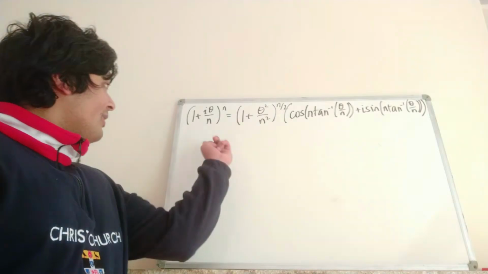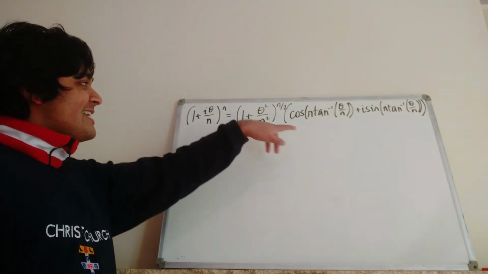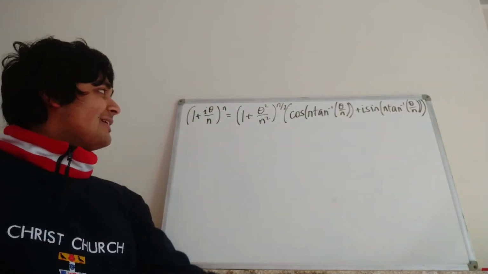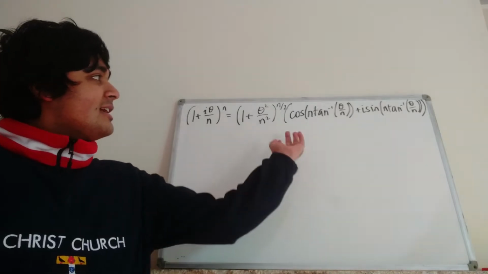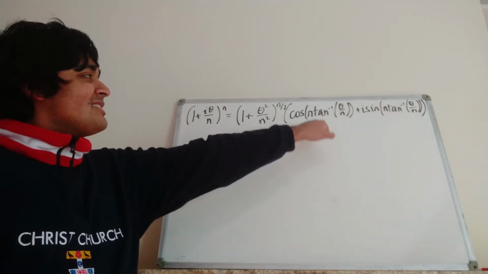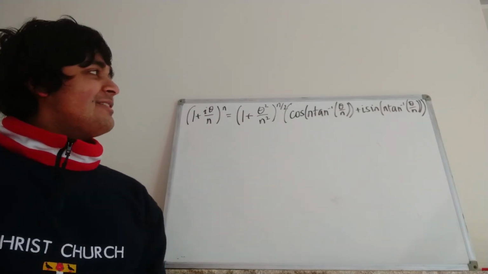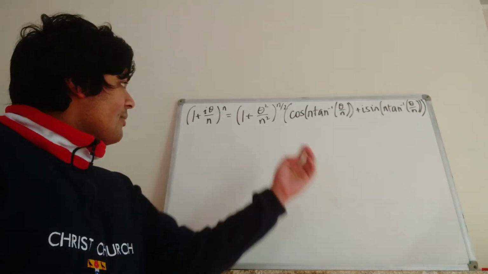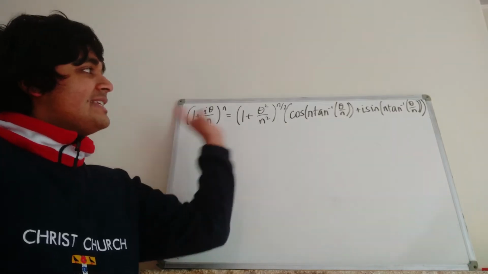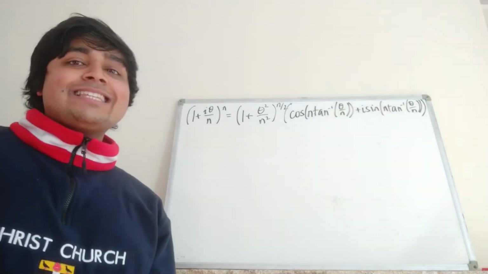Okay, so we have 1 plus i theta over n all raised to the power of n is equal to 1 plus theta squared over n squared raised to the power of n over 2, times this long ugly term here, cos n inverse tangent of theta over n plus i sine n inverse tangent of theta over n. Now what we want to do is compute the limit as n goes to infinity of this, and that will give us e to the i theta.